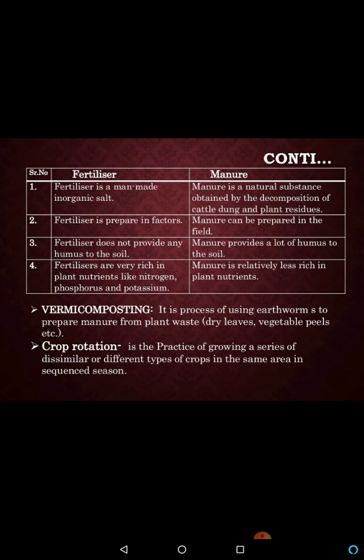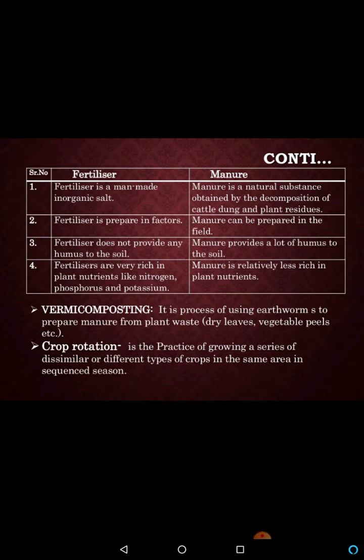So next is fertilizer and manure difference. Fertilizer is a man-made inorganic salt. Fertilizer is prepared in factory, whereas manure can be prepared in the field. Manure is a natural substance obtained by the decomposition of cattle dung and plant residue. Fertilizer does not provide any humus to the soil, while manure provides a lot of humus to the soil. Fertilizers are very rich in plant nutrients like nitrogen, phosphorus and potassium, while manure is relatively less rich in plant nutrients. So next is vermicomposting.